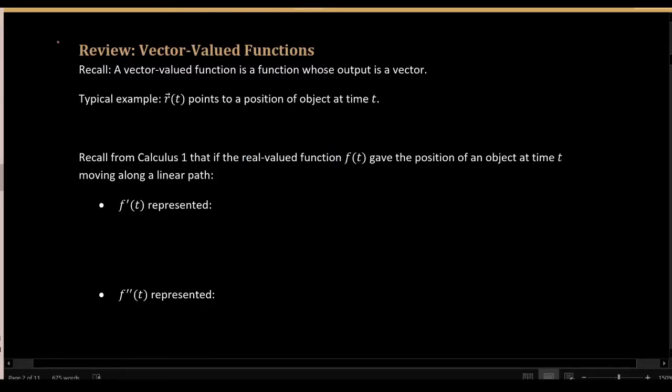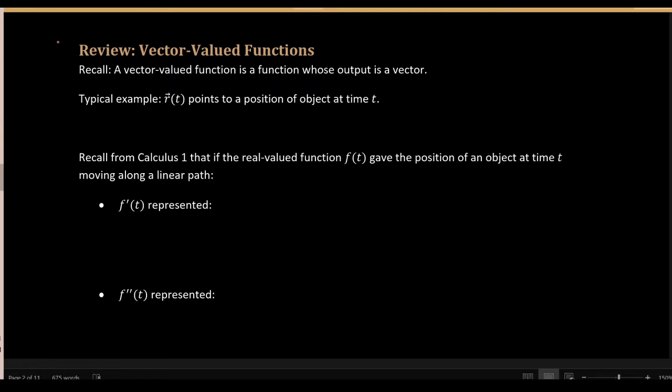Now let's quickly review some of the most essential ideas that we introduced when we studied vector-valued functions several sections ago. A vector-valued function was just a function whose output was a vector. So a list, an ordered list of 2 or 3 numbers, rather than just a single real number. And the canonical example is that the vector-valued function r of t points to the position of a given object at time t.